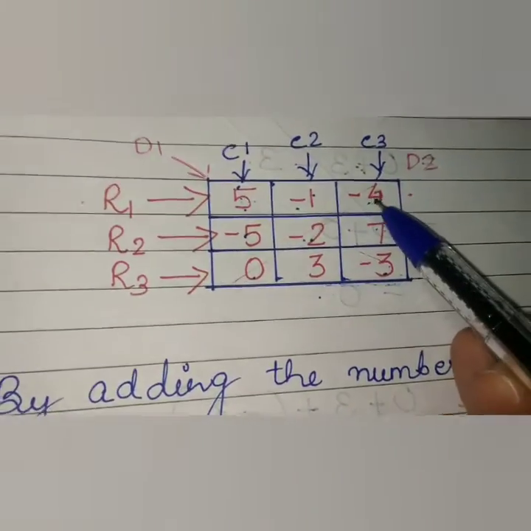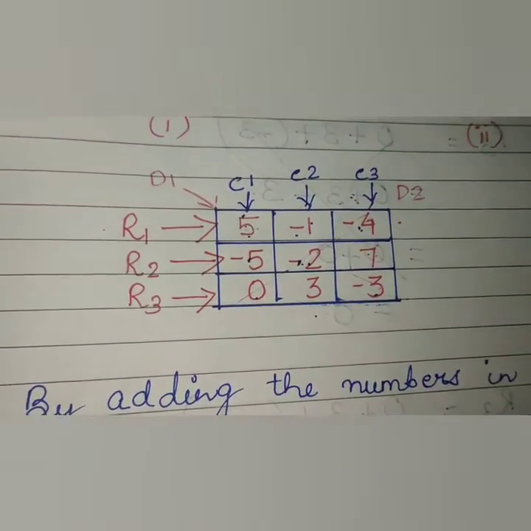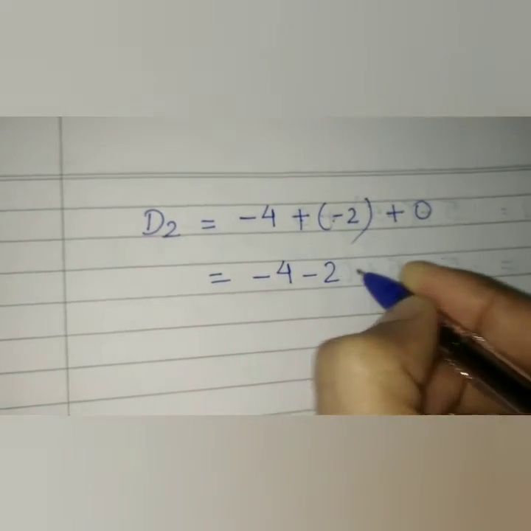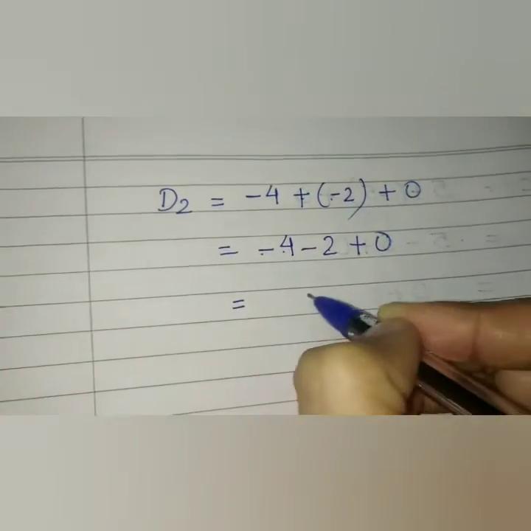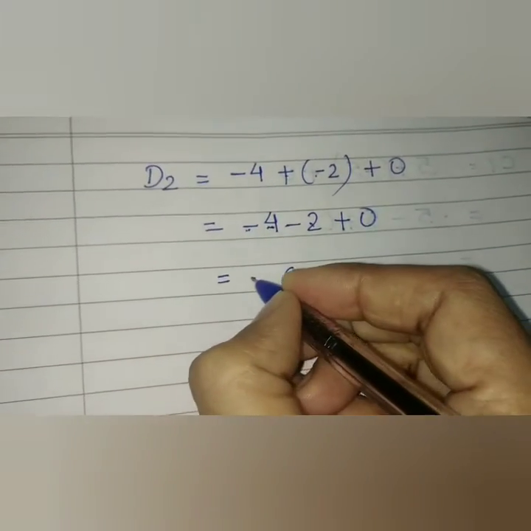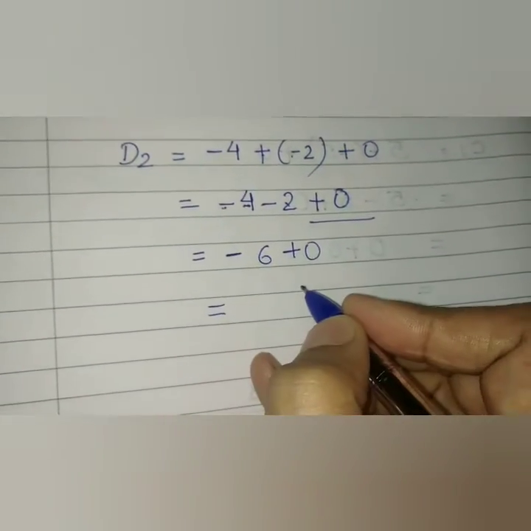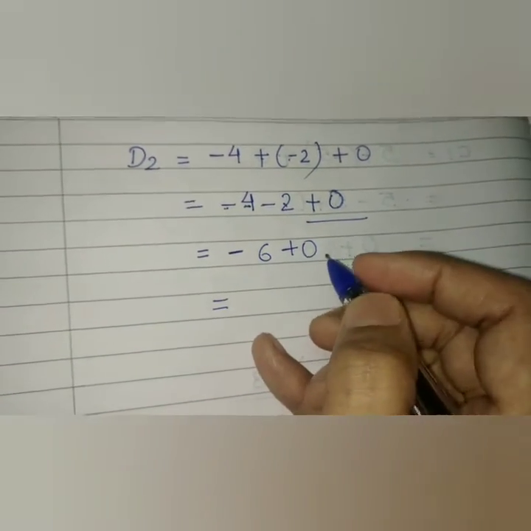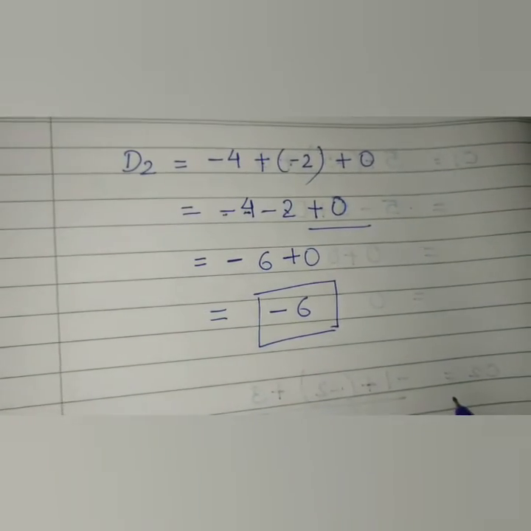Now diagonal number 2, that is minus 4, minus 2 and 0. So we will solve the second diagonal also. Diagonal number 2 is equal to minus 4 plus minus 2 plus 0. Minus minus will be what? Plus. So 4 plus 2 will be 6. Between 4 and 2, 4 is the greater number and it has a minus sign. So we will write minus 6 plus 0. Minus 6 plus 0 gives minus 6 only. So the answer of diagonal number 2 is minus 6.